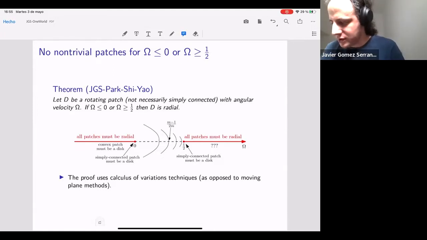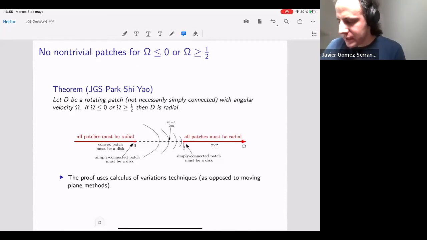Anything at 0 simply connected, or at 1/2, anything simply connected has to be a disk. And if you're below 0, if you're convex, you have to be a disk. But we're not assuming anything about the topology of the solution. This also works with minor modifications for the smooth case. I'm stating it here for the patches, but in fact we can prove a similar statement in the class of smooth solutions.